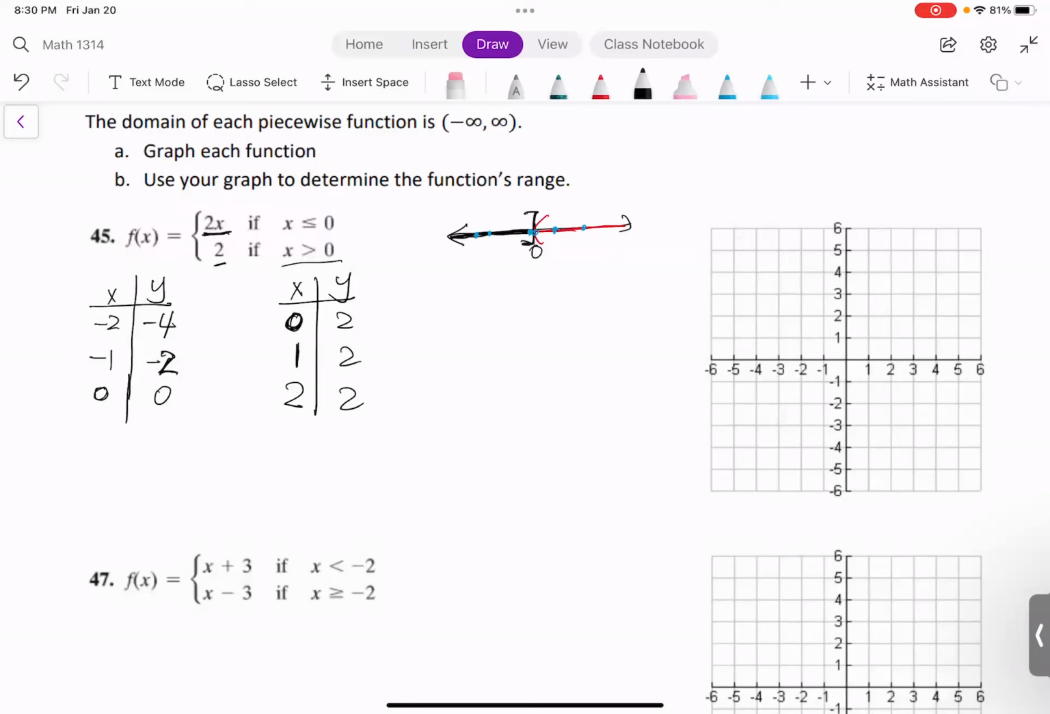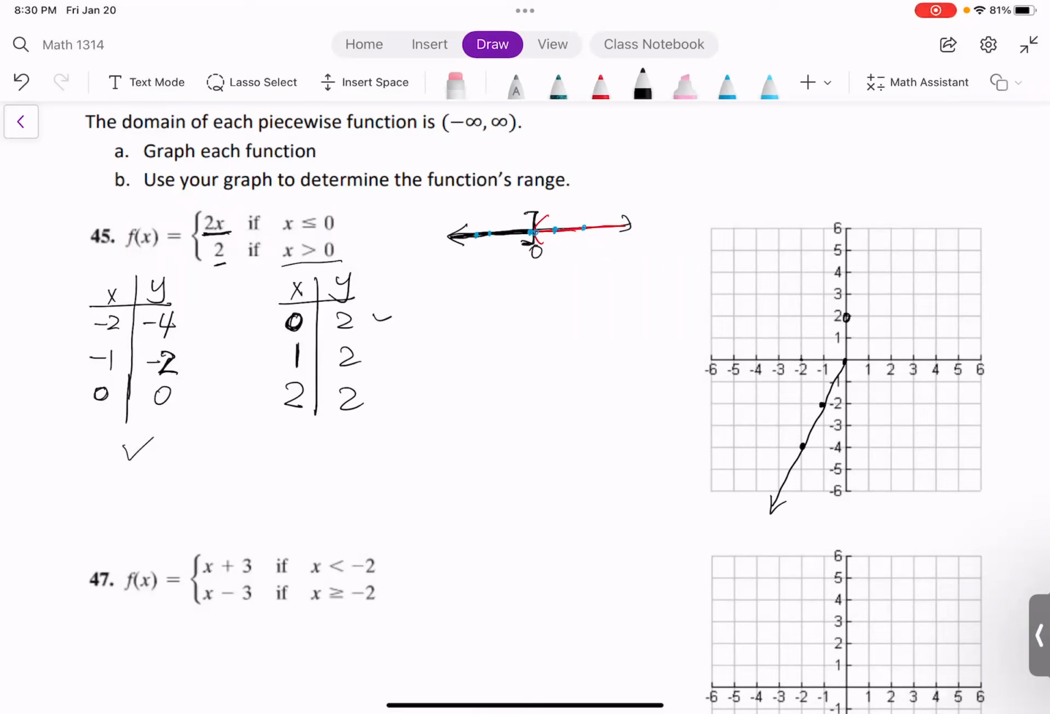So let's see it from the graph. Let's find 3 points from here. The first point is -2, -4. Second point, -1, -2 here. Next point, 0, 0 is here. So let's draw a straight line. It's going down.